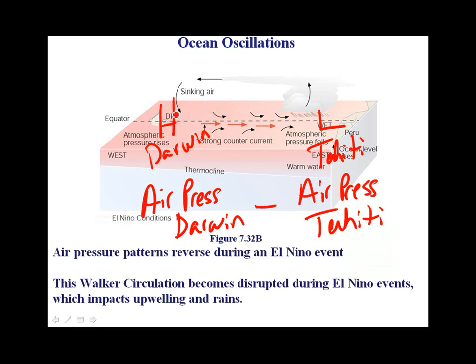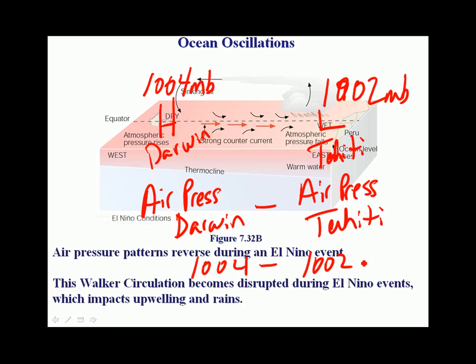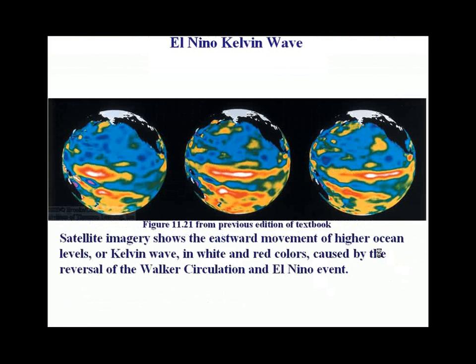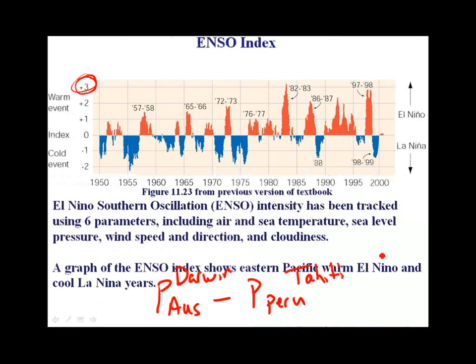And since we have higher pressure, a higher number, I'm just going to make up some pressures here. Let's say we have 1,004 millibars compared to a lower pressure, let's make it 1,002. Then I would take the pressure at Darwin, 1,004 minus 1,002, and I come up with a 2 millibar difference. So it's a positive number. That would indicate an El Nino event. So again, pressure at Darwin minus the pressure at Tahiti.